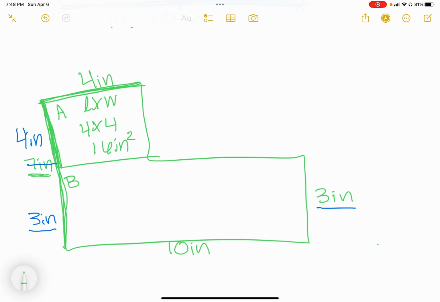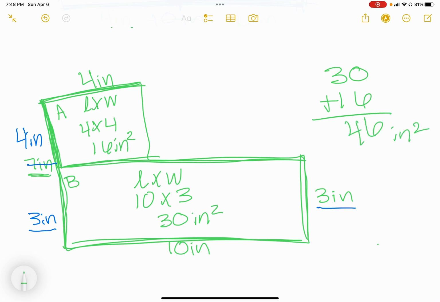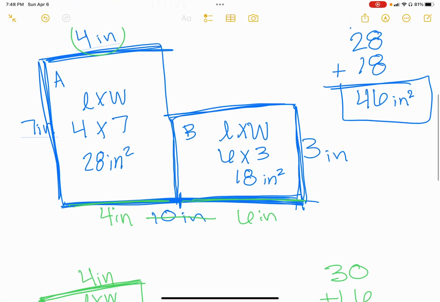Now I'm going to look at rectangle B. I look at my length right here. I don't see anything, but I look down here. My length is going to be 10. So I know area is length times width. My length is 10. My width is 3. I've got it on both sides. 10 times 3 gives me 30. So the area of rectangle B is 30 inches squared. I'm going to take the 30 and add the 16. And I got 46 inches squared, which matches what I got up here.